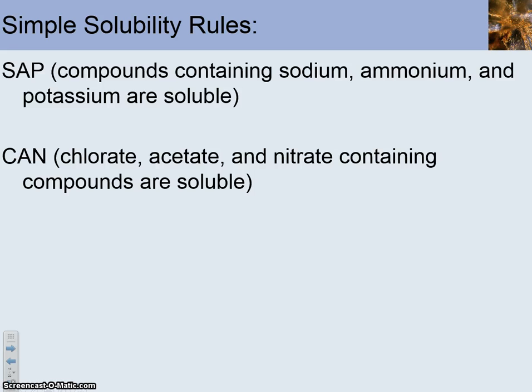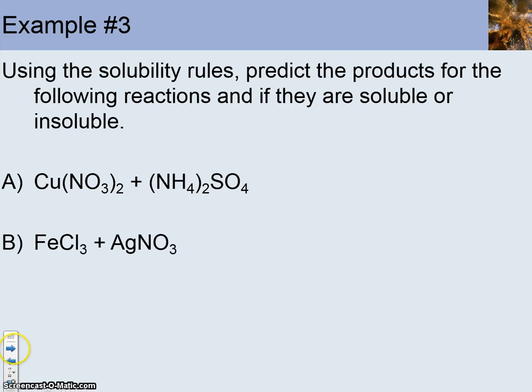But in the meantime, some general guidelines are SAP and CAN: compounds that contain sodium, ammonium, and/or potassium ions all tend to be soluble. And then compounds that contain chlorates, acetates, and nitrates also tend to be soluble.